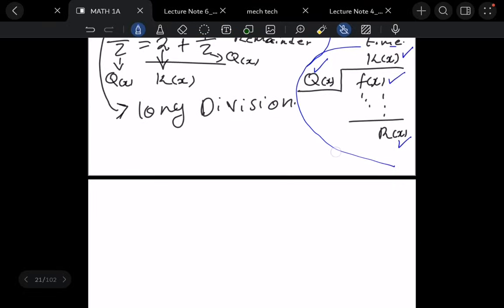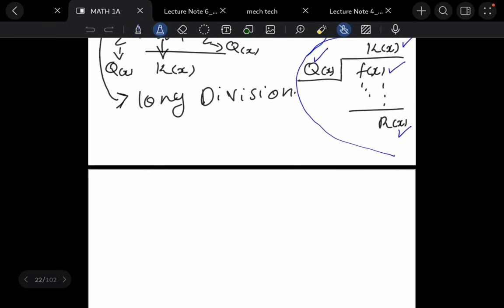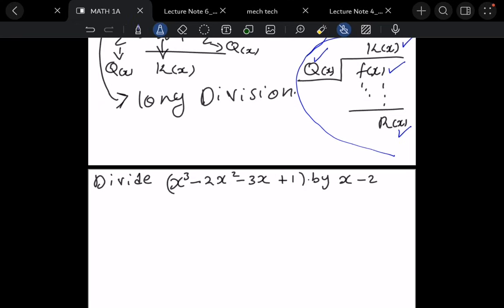Divide x cubed minus 2x squared minus 3x plus 1 by x minus 2. What can you do? How can you divide that? We are going to use long division. In most cases, we are going to use long division. So you need to take note.